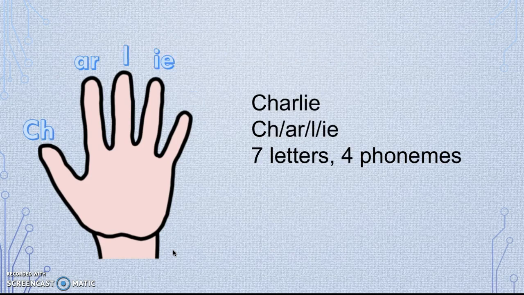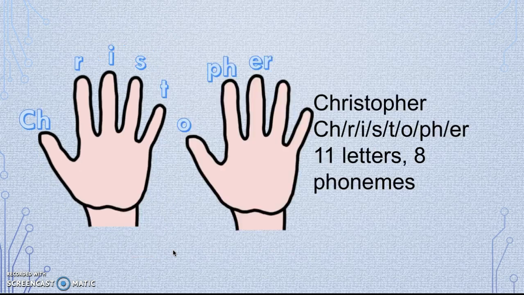Let's try the name Charlie. Charlie has 7 letters in it, but when you sound it out, Ch-AR-L-E, there are actually only 4 phonemes. The CH making the ch sound, the AR making the R sound, the L making the L sound, and the IE making the E sound.